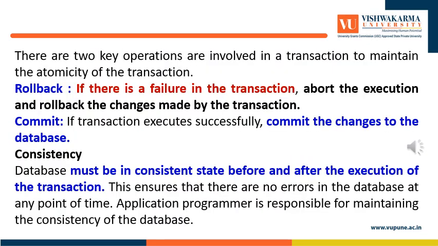There are two key operations involved in a transaction to maintain atomicity. Rollback: if there is a failure in the transaction, abort the execution and roll back the changes made by the transaction. Commit: if the transaction executes successfully, commit the changes to the database.